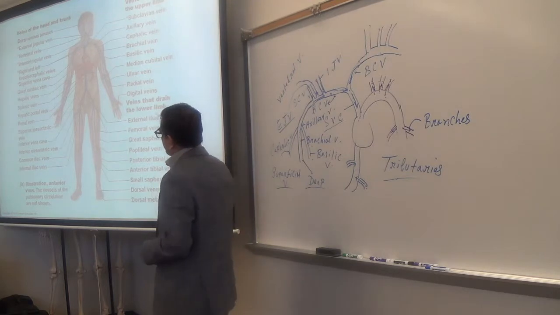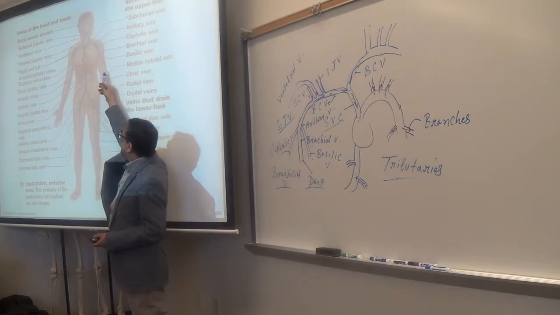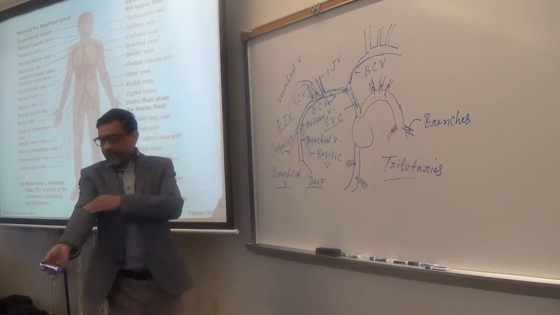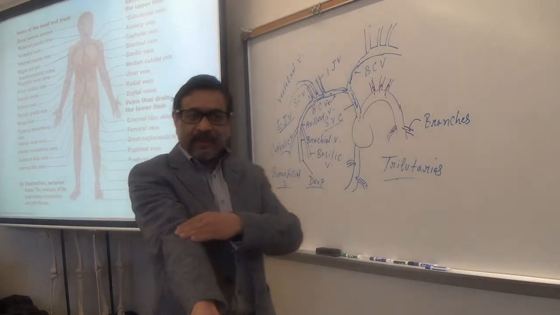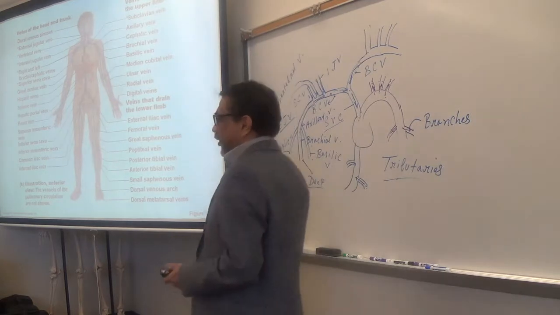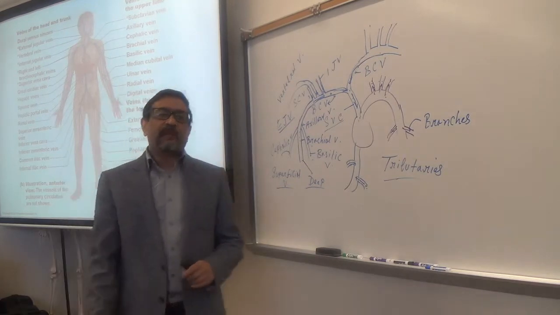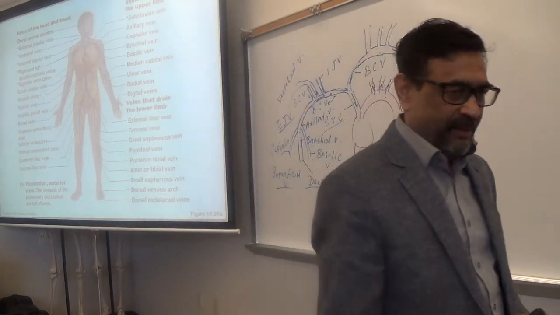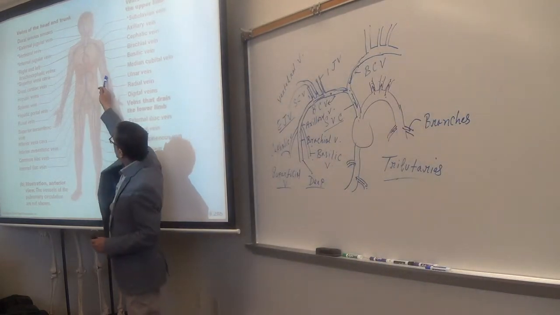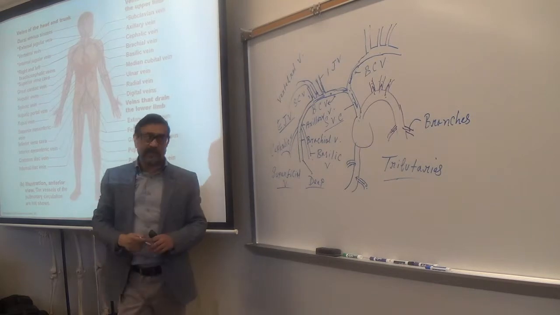Then let's see. When the cephalic and basilic come to this area, antecubital, in front of the elbow, they are connected by a short vein in front of the elbow. This is the antecubital area. That vein is called the median cubital vein. Here you see cephalic, basilic, and they are connected by the median cubital vein.